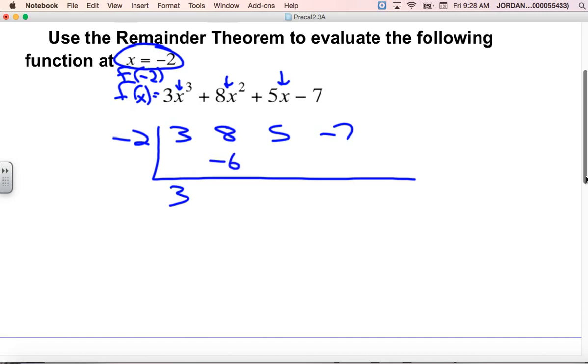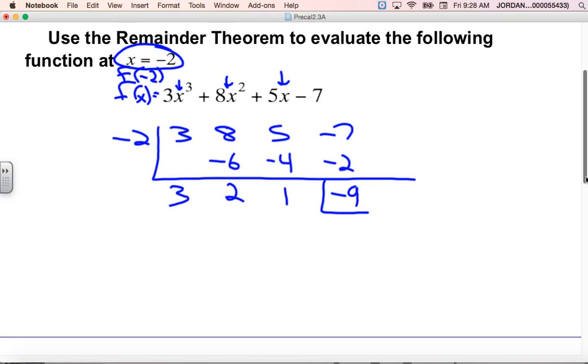So read 9, 3 times negative 2 is negative 6. Add them. 2 times negative 2 is negative 4. Add them. 1 times negative 2 is negative 2. And then add those and get negative 9. Your answer is the remainder. Whatever your remainder is, that is what you would get if you plug the negative 2 into that function.